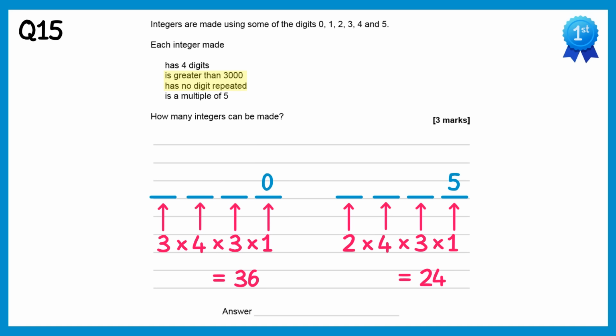So there are 36 ways when it ends in a 0, 24 ways when it ends in a 5. If you add these together, you'll get 60 possible numbers.